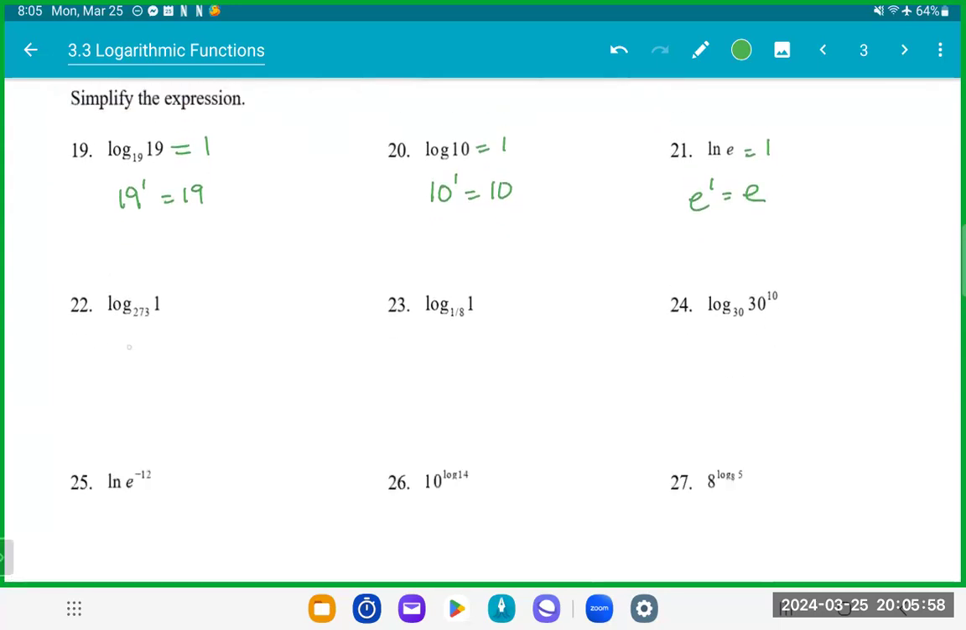Log base 273 of 1, so 273 raised to what is going to give me 1? Anything raised to the 0 is going to give me 1. So this one would equal 0.